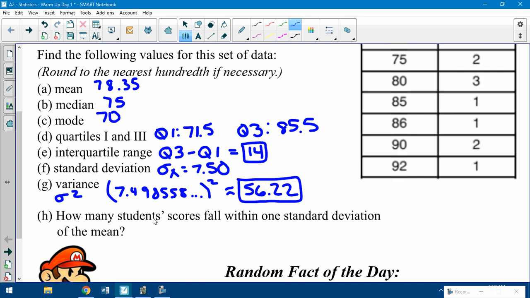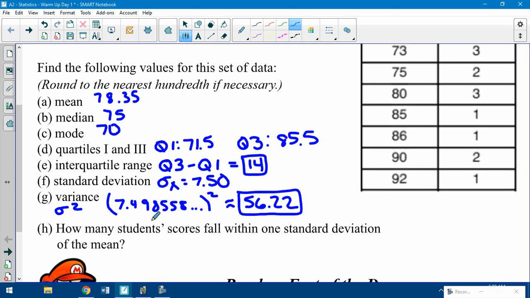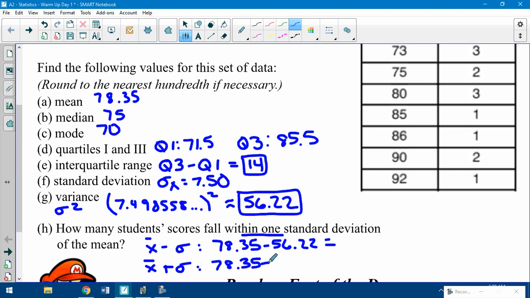Okay, now there's one question hidden down here that you probably didn't get a chance to try. How many students' scores would fall within one standard deviation of the mean? So again, within one standard deviation, something we're going to be talking about a lot more today. So I want to look at how many score one standard deviation below the mean and how many score one standard deviation above the mean. Before I do that, I have to find what those scores are. So the mean was 78.35. If I subtract 56.22, that'll give me one standard deviation below. If I add 56.22 to 78.35, that'll give me one standard deviation above.